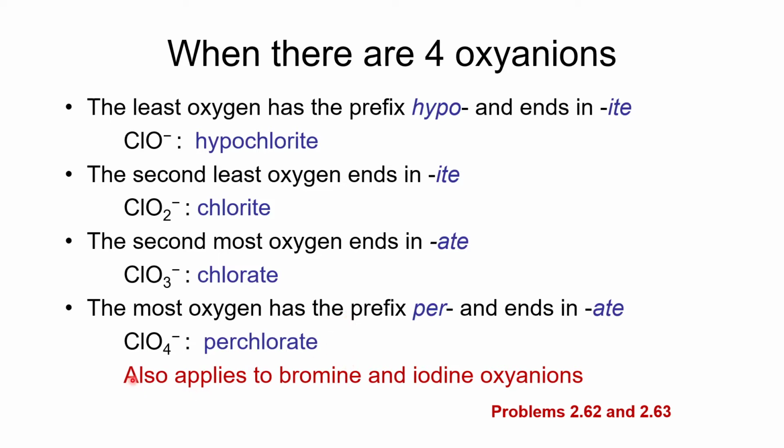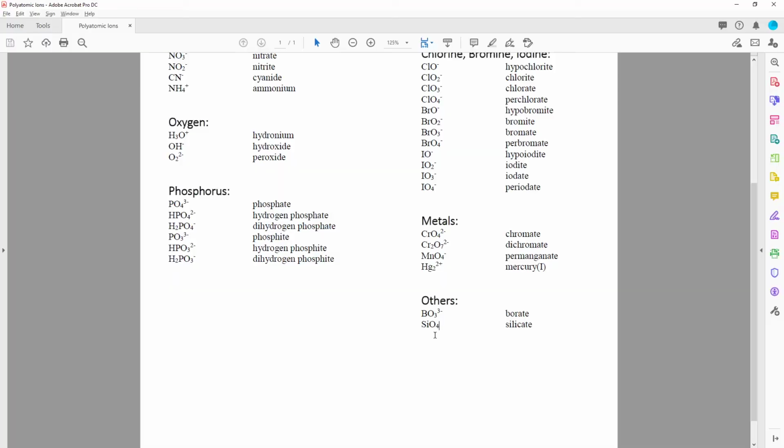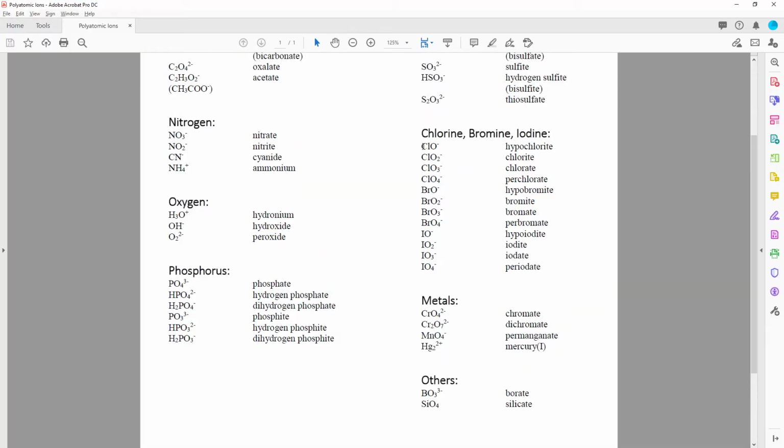Now, you'll notice here it says also applies to bromine and iodine oxyanions. And I'm going to go back to that list of polyatomic ions I want you to know. And you'll see here are the ones we were just talking about. So hypochlorite, chlorite, chlorate, and perchlorate. But we also have hypobromite, bromite, bromate, and perbromate. Hypoiodite, iodite, iodate, and periodate. Once you've got the chlorines down, then the bromines and the iodines will be super easy to remember.